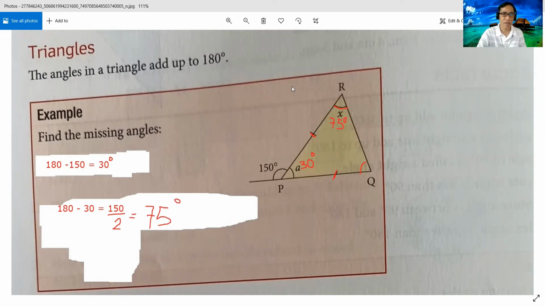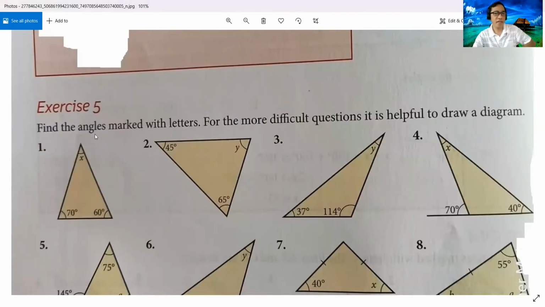Alright, now let us try to solve more problems similar to this. In these exercises, find the angles marked with letters. In number 1, we have to find x. Number 2, we have to find y. 3, find y. And 4, find x. For the more difficult questions, it is helpful to draw a diagram.